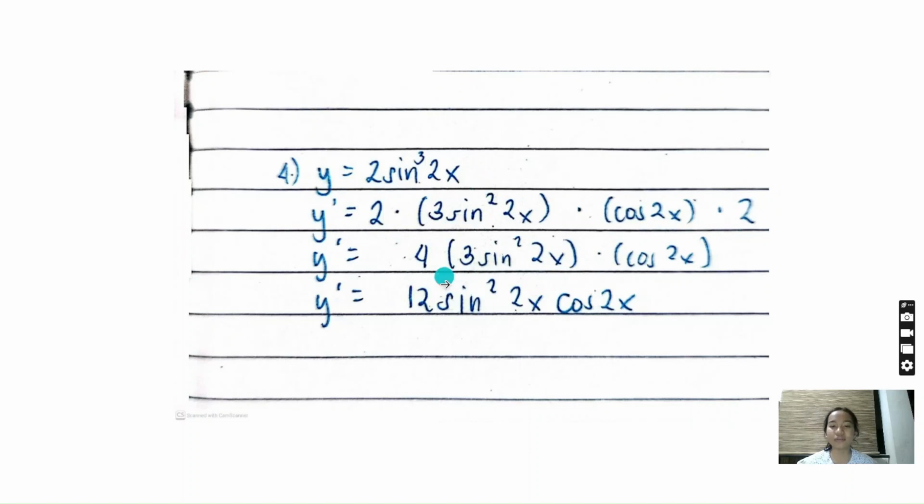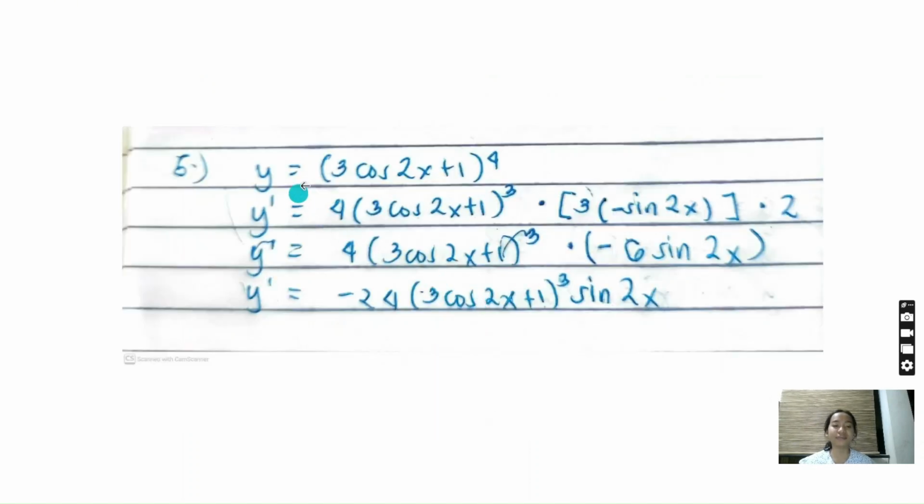So 2 times 2, that is 4, and then we just copied here what is enclosed in this parenthesis, and then copy cos 2x as well, since we cannot simplify it. By that, what now we can multiply is the 3 sine squared 2x, which is 12 sine squared 2x, and then copy cos 2x. And our derivative as the answer is 12 sine squared 2x cos 2x.